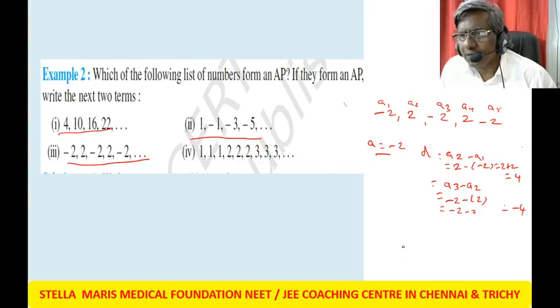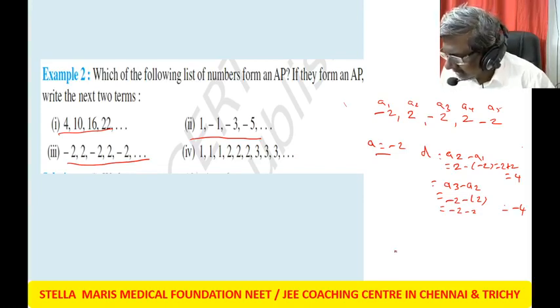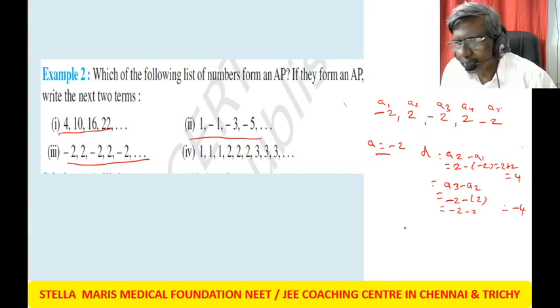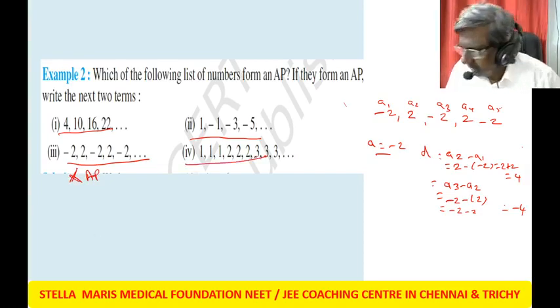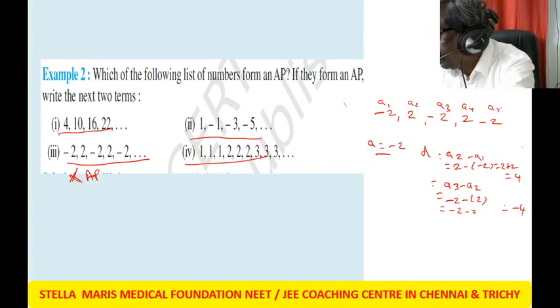See, first one is 4. The second one also should be coming 4. It should be positive 4, but here it is coming negative 4. So therefore it does not form an AP. This is not an AP. This is not an AP. Likewise, this is also not an AP.